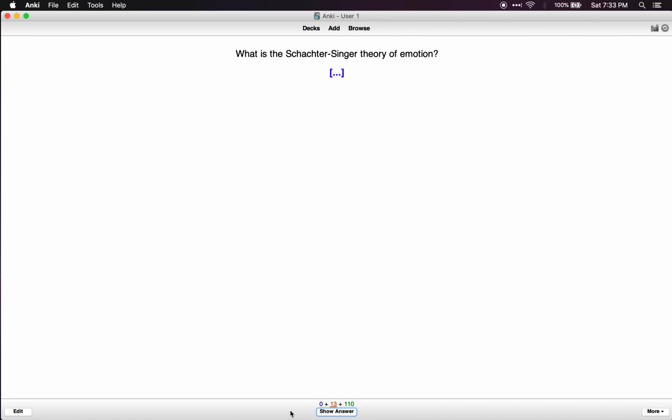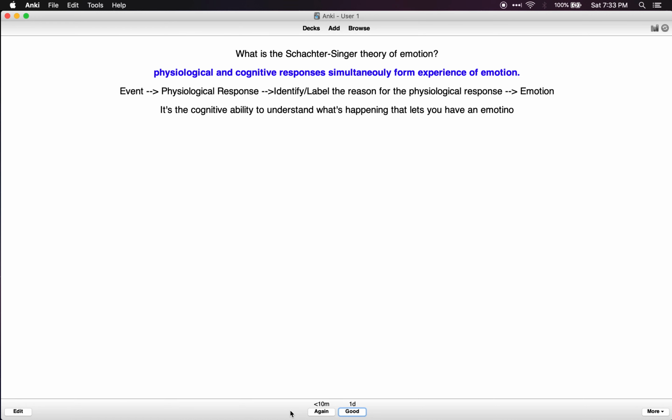Schachter-Singer theory of emotion states that we first have an event, a physiological response, and then we interpret that physiological response, which allows us to get emotion. And the interpretation of the physiological response and the emotion actually occur simultaneously.